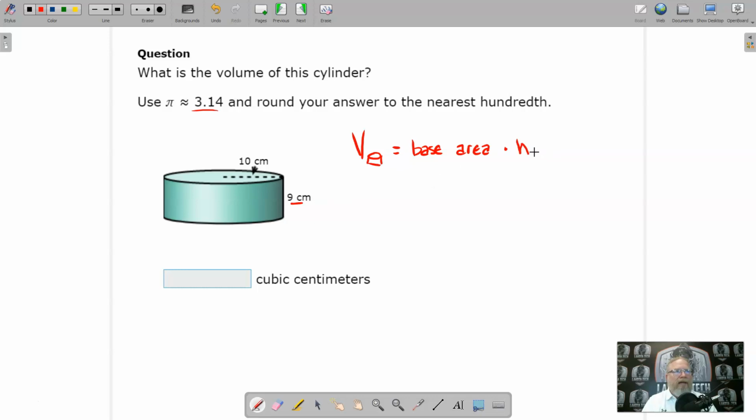And since this is kind of height, well, we really don't have height there in the base area, so we don't have to mark it as height 1 or height 2. We can just call it the height. So let's go ahead and plug in some values here.